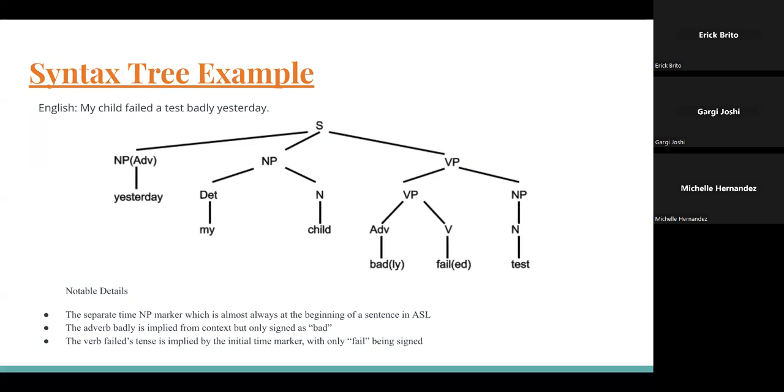Here we have an example sentence syntax diagram. The English sentence being, my child failed the test badly yesterday. In this tree, we see a few notable details that my teammate mentioned, such as the initial time location indicator, which is very common in ASL and used almost exclusively at the beginning of a sentence to later create inferences on verb tenses and other aspects of words. You can also see the noun test and how it has no determiner a or the, as well as how the bad sign is inferred to be an adverb from the context of going before a verb instead of explicitly being an adverb.